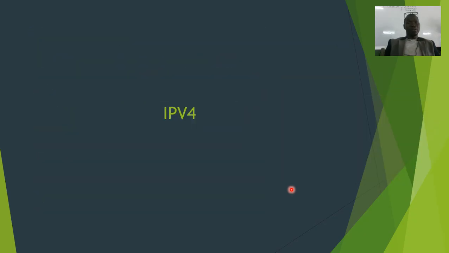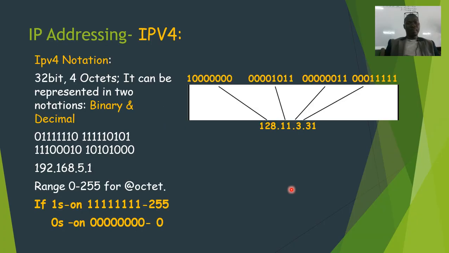Now, for this particular video, we're going to concentrate more on IP version 4. We said IP version 4 is basically a 32-bit address. It has 4 octets. What I mean is, as you see, 128.11.3.31, each number here represents an octet. This is an octet. Where the full stop is, you go to another octet, this another octet, this another octet.